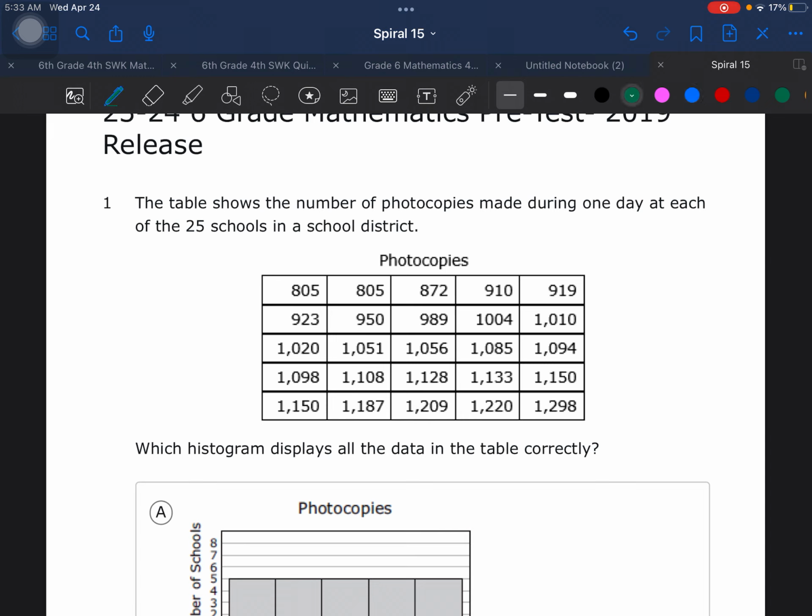The table shows the number of photocopies made during one day at each of the 25 schools in the school district. Ahora chicos, cuando les den algo así, una graph, un pie chart, cualquier tipo de information, entre más te den chicos, mejor. The more you're given, the better.